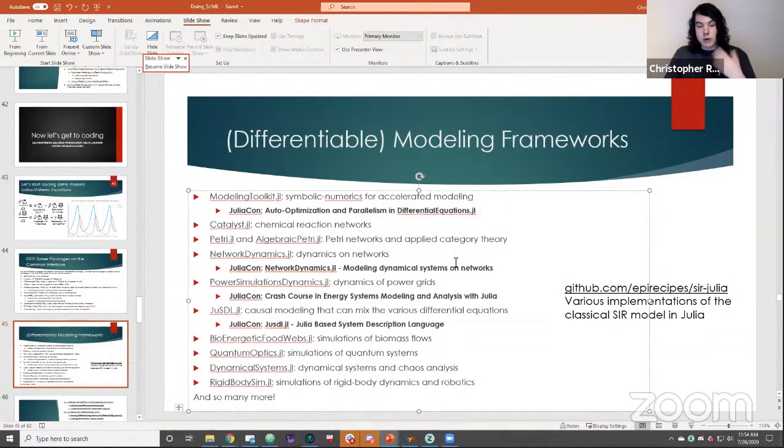And there's going to be a JuliaCon talk on that. PowerSimulationsDynamics is all about dynamics of power grids and, for example, smart grids. And there's a JuliaCon talk on this.